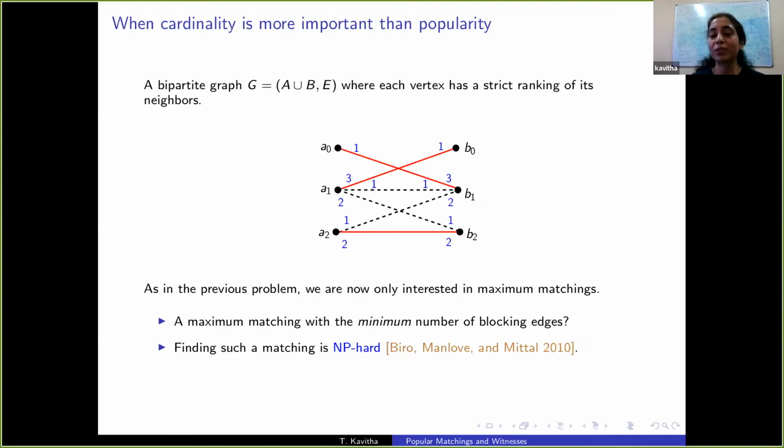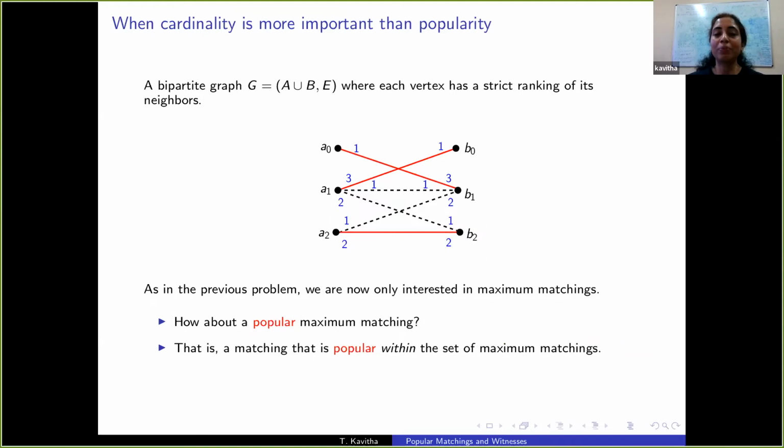In fact, this problem was considered a few years ago by Biro et al. And they asked, what is the complexity of finding a maximum matching with the minimum number of blocking edges? This problem arose in Scotland when they had to match medical students to residencies, and a stable matching was leaving some of them unmatched. So they were asked to find a maximum matching with the minimum number of blocking edges. They could do it for that particular instance, but they wanted to find the complexity of this, and they showed it's NP-hard. So this is a very natural relaxation of stability, and unfortunately, it's hard.